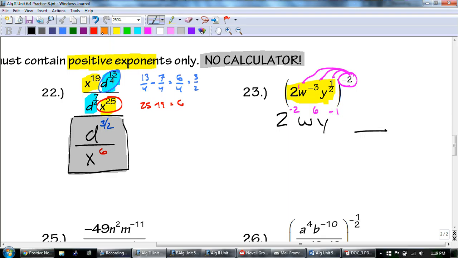Now, if my exponents are negative, I drop them like it's hot. If they're already on the bottom, we bring them to the top, but this stays there. And I can simplify this because 2 squared is 4.